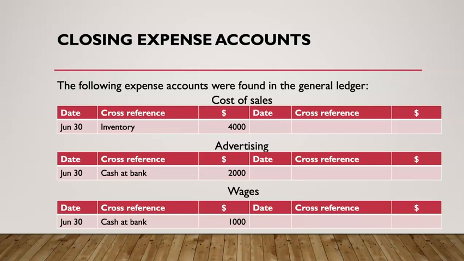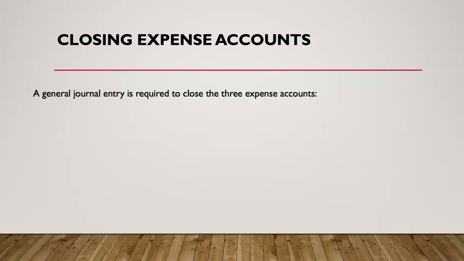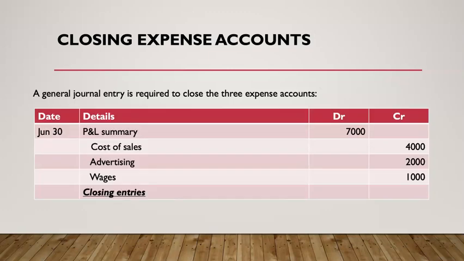So how will I make these expense accounts zero? Well, the only way to do that is to credit these accounts, because then the overall impact, the increase and the decrease, will balance out. So we need to do a general journal entry where we do this credit. For example, and this is how we would do it.